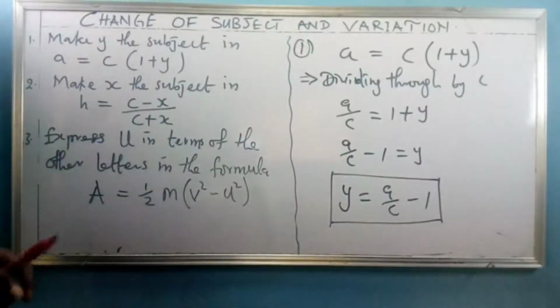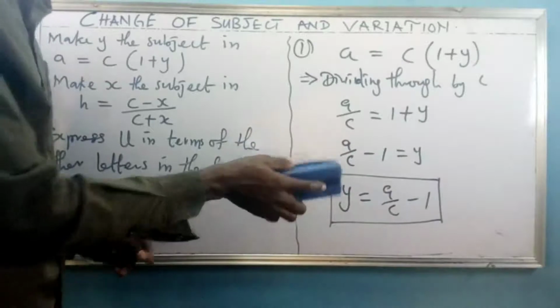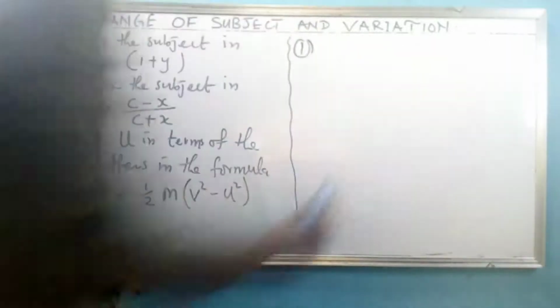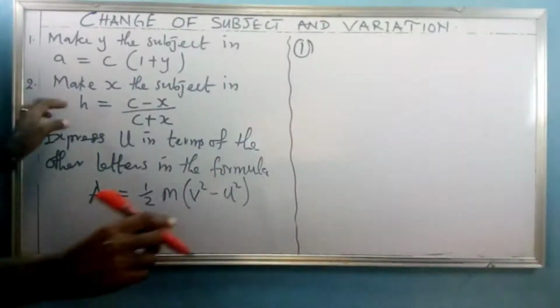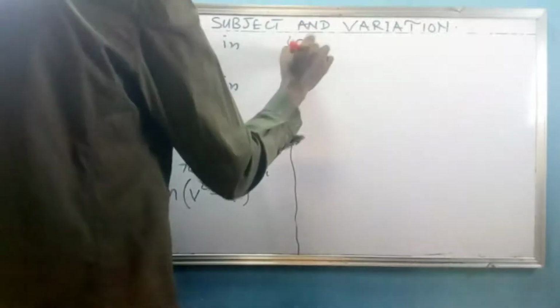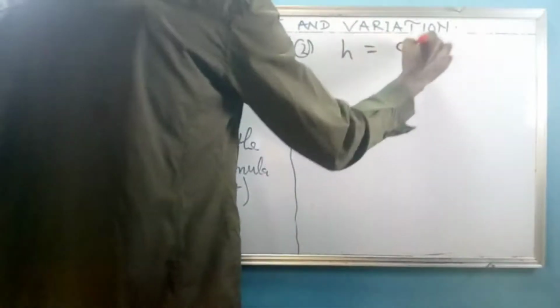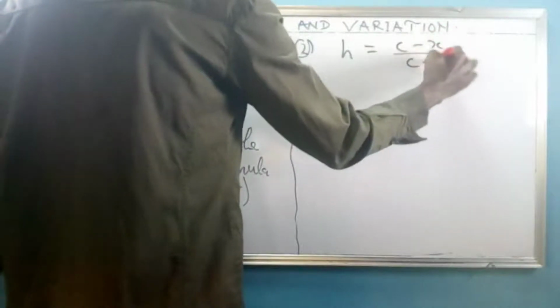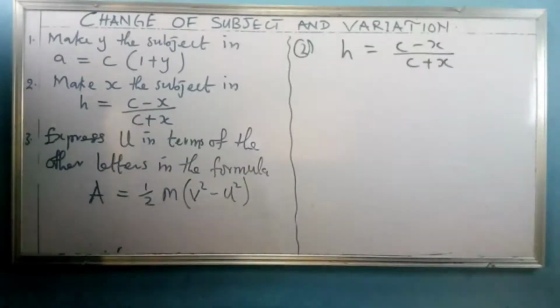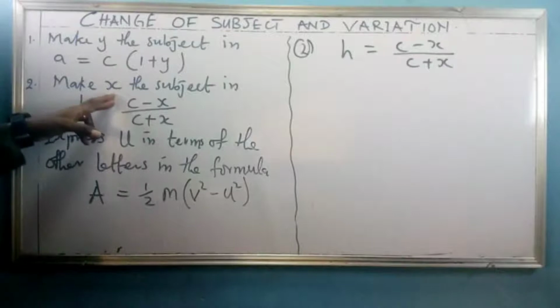Let's move to number 2 now. Should I clean it up? I'm cleaning it. Please jot it down. This is just a brief class, I don't want to waste time on it. Number 2 says we have h. h is the one that leads the team here. h equals c minus x, then c plus x. What are we going to make the subject? We want to make x the subject, okay?